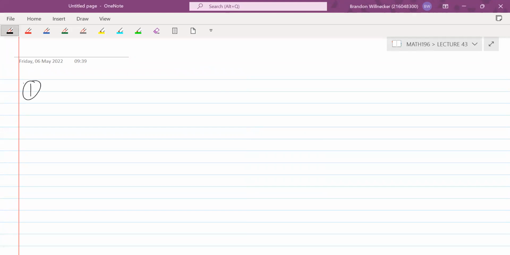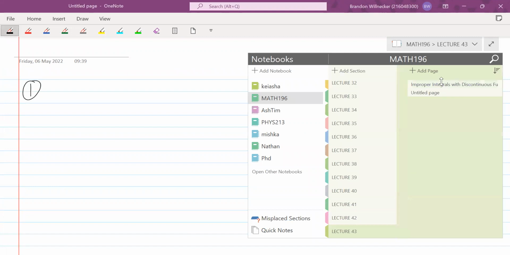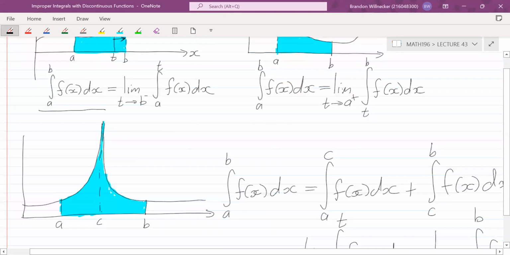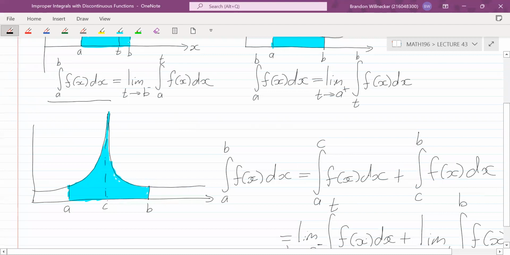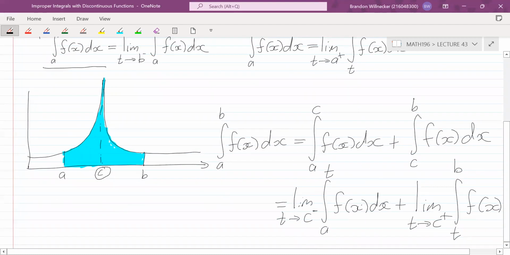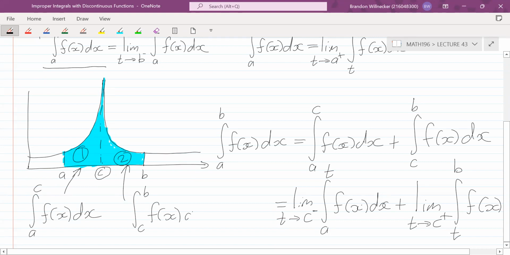Okay, example 1. I've got a question here. Do we start from the asymptote to the function, from c to a and b to c? Let's go back here. If we have an asymptote in the middle, then we're going to split this up into two parts. For the first part, it's the integral from a to c, f of x dx. And for the second part, it's the integral from c to b, f of x dx.